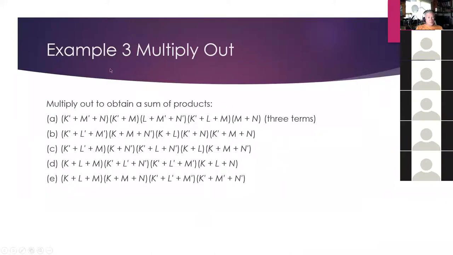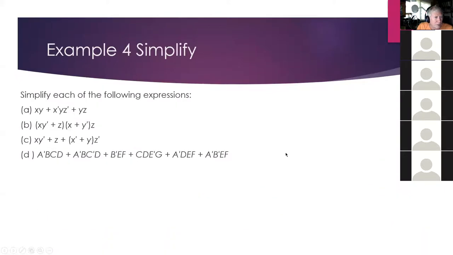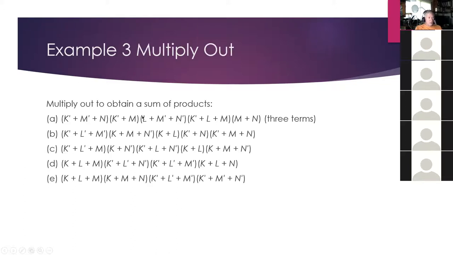Okay, well, look at this. Multiply it out to make a sum of products. Some of these may be more frustrating than not. Let's see if we can do this. K prime M, L plus M. Let's do these simplifications, because we haven't done one of these yet.